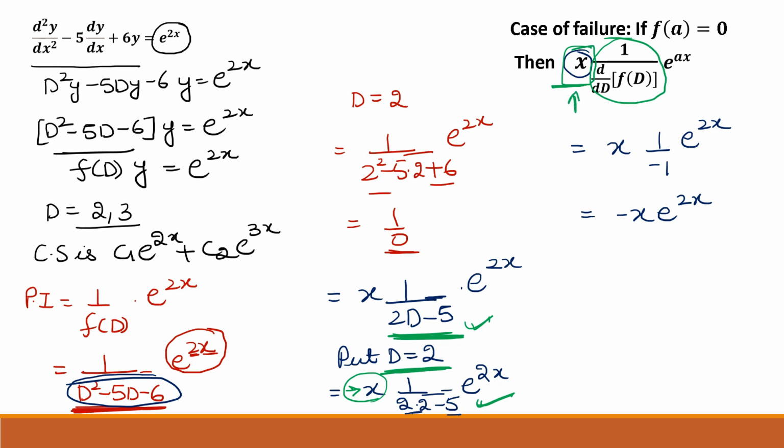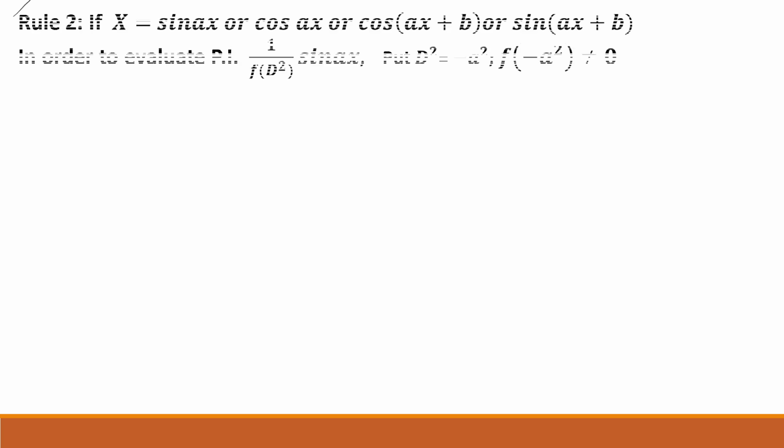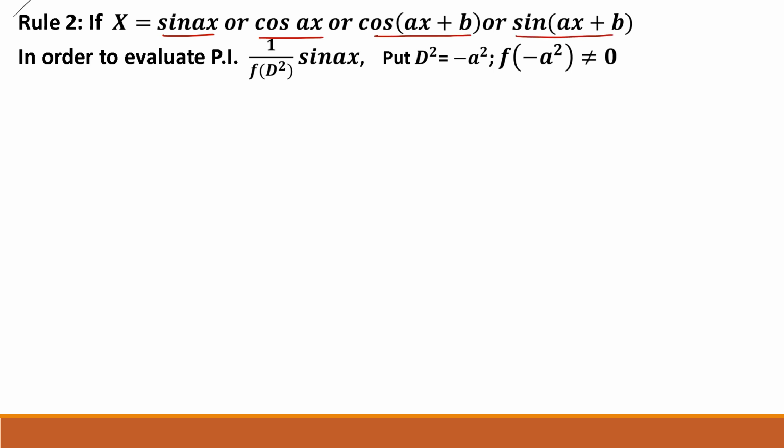Now let's discuss the next case. So now we will discuss rule number 2. So if capital X is sin ax, cos ax plus b, or sin ax plus b, then we will operate this rule. And here, in order to get the particular integral, we have to put D square is equals to minus of a square. What is a here? A is the coefficient of x.